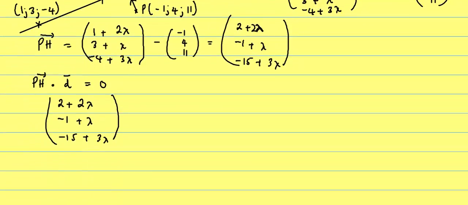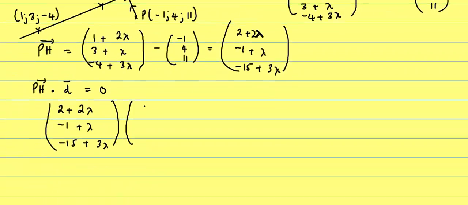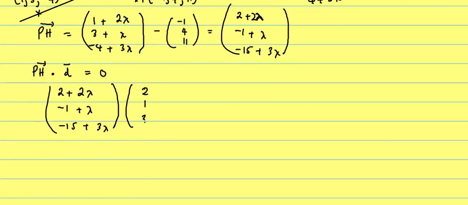So if we compute the dot product with (2, 1, 3), that is going to give us 4 + 4λ, and then this component multiplied by that will give us -1 + λ, and then -45 + 9λ. And this should be equal to 0, since by definition if two vectors are perpendicular, then their dot product is equal to 0. Solving this will tell you that lambda is equal to 3.